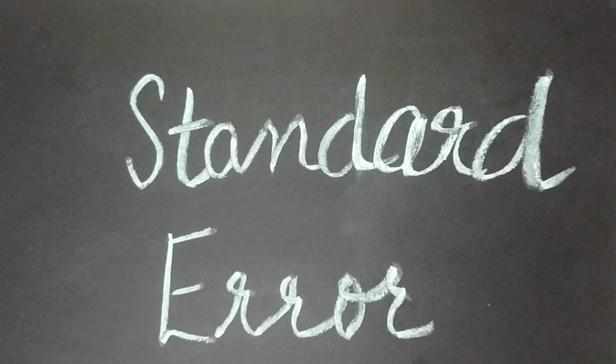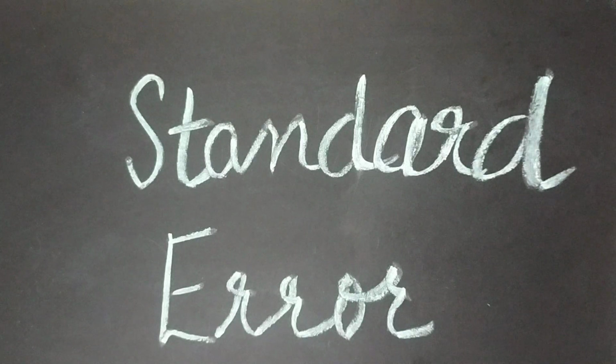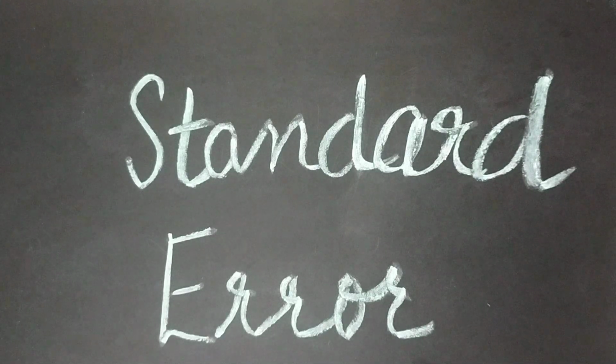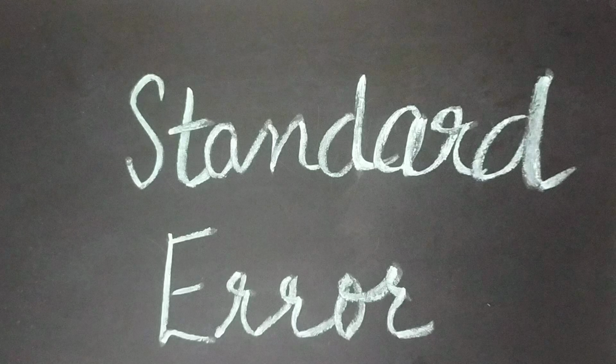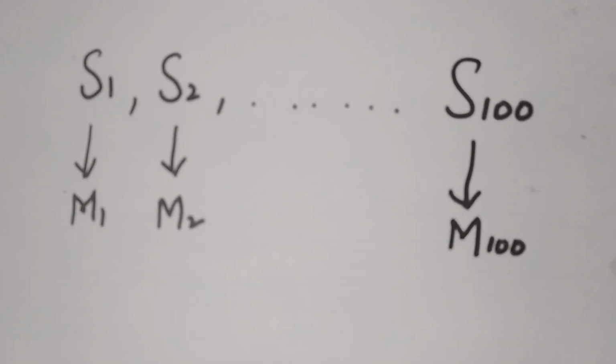Now consider that we have drawn randomly 100 samples of 10th class students, each with 200 students. That means all the 100 samples are having the same size, that means 200 students. So we would have 100 means, say M1, M2, M100. So we have this type of situation, 100 samples and each is having a mean which is M1, M2, M100.